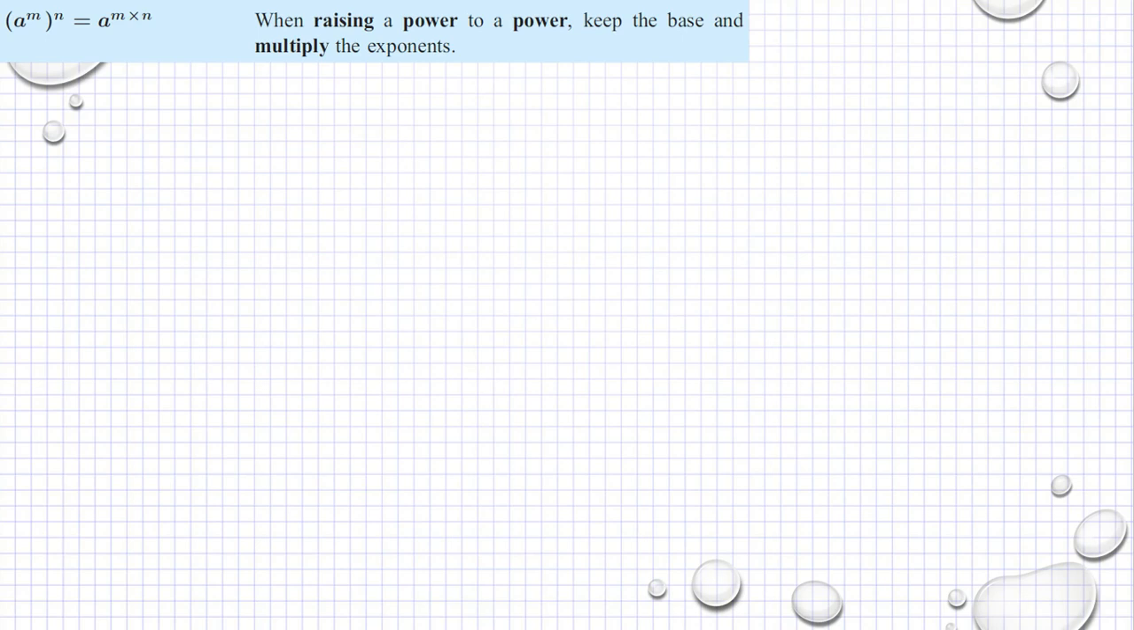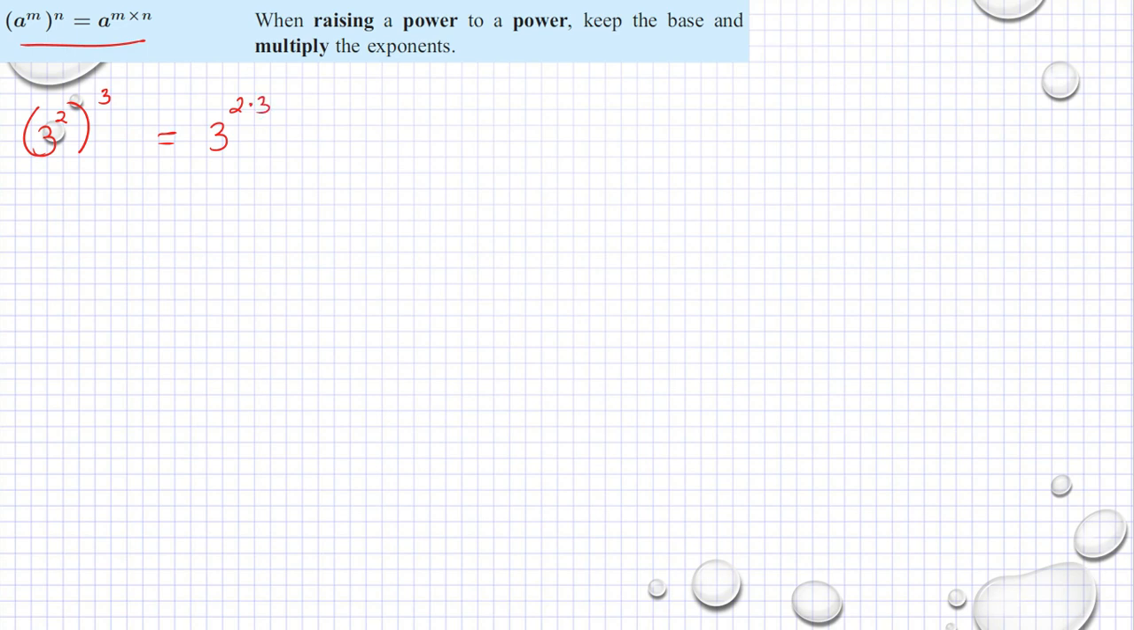Okay, the third law of exponents that I'm going to discuss is when raising a power to a power, keep the base and multiply the exponents, like this one. So if I have 3 raised to 2, raised to 3, again, power to a power, then we have to multiply the exponents. We have 2 times 3.